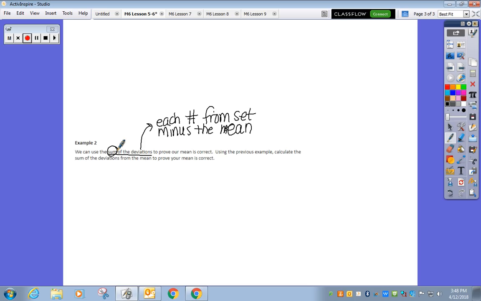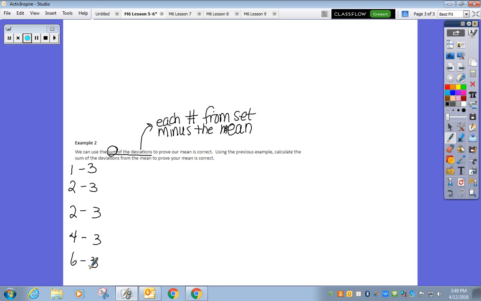So if you look back to the original numbers from the set, we had 1, 2, 2, 4, and 6. So those were the original numbers from the set of data. From each of those numbers in the set, I'm going to subtract what I'm saying the mean is. So minus 3, minus 3, minus 3, minus 3, minus 3. Order does matter here. We are subtracting. So it always has to be the number in the set minus the mean, not opposite that.